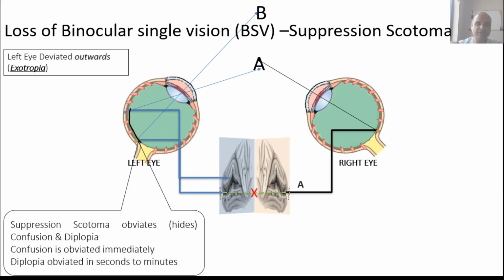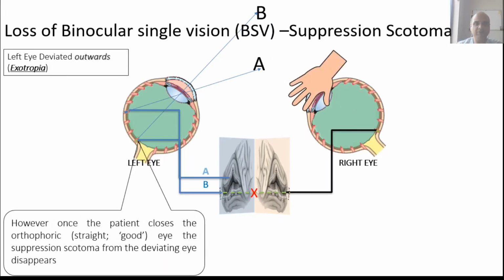So this scotoma is really interesting: as long as both your eyes are open, it's always going to be there. But as soon as you cover your good eye, the scotoma disappears. Interesting. That's just the way your nervous system, or your visual cortex, adapts to loss of binocular single vision.